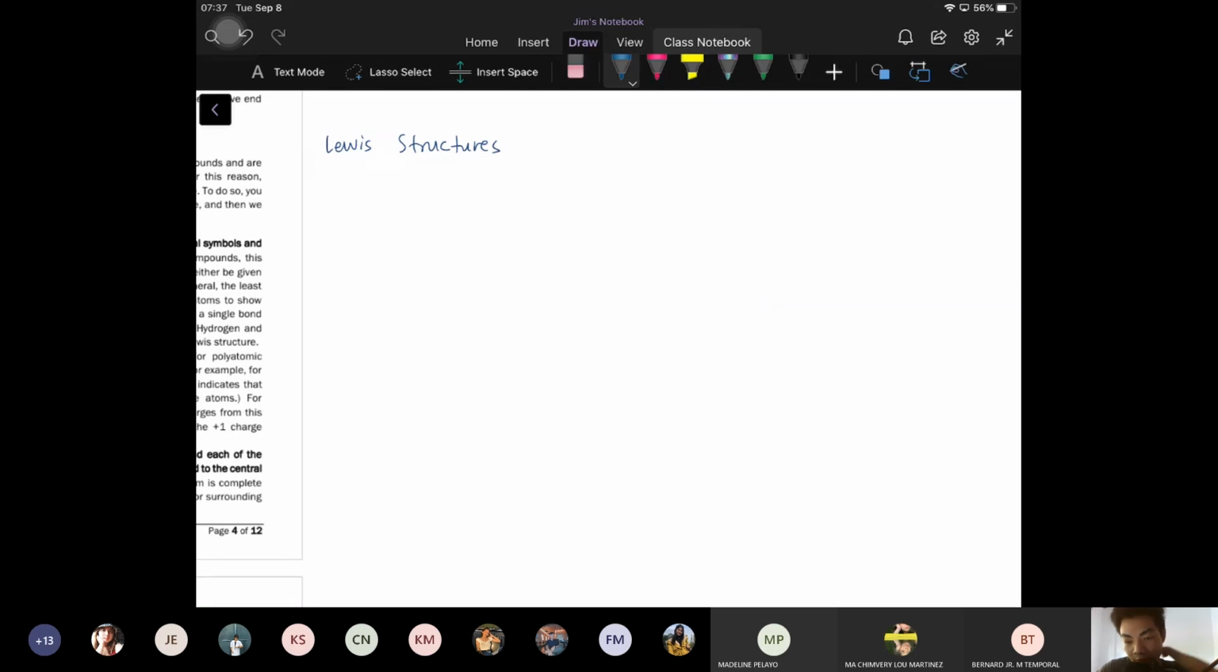Kasi mas madali siya maunawaan. As for my case, kasi when I learned this, yung ituturo ko mamaya, yung Naso Rule, ang dali na lang mag-Lewis structure. Kasi even before, during high school, weakness ko talaga yung Lewis structure. Pero nag-college ako, nalaman ko yung Naso Rule. Dali lang pala. So anyway, let's begin with Lewis structures now.